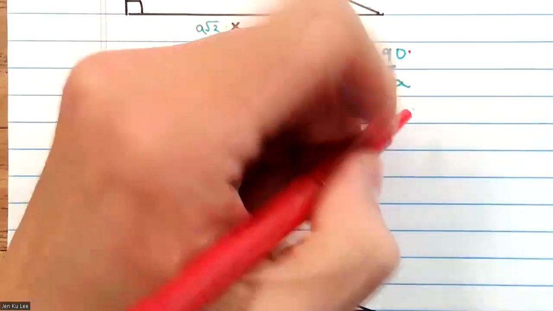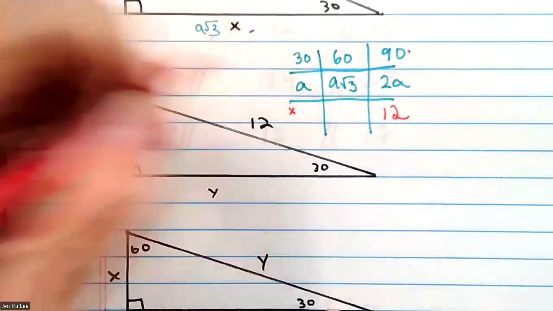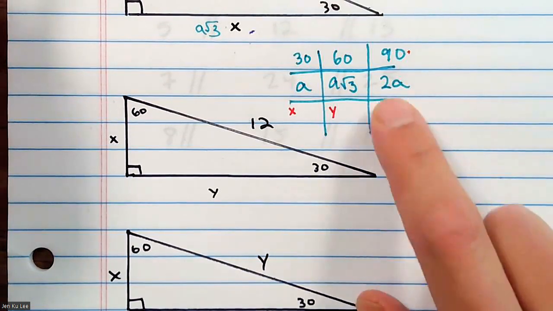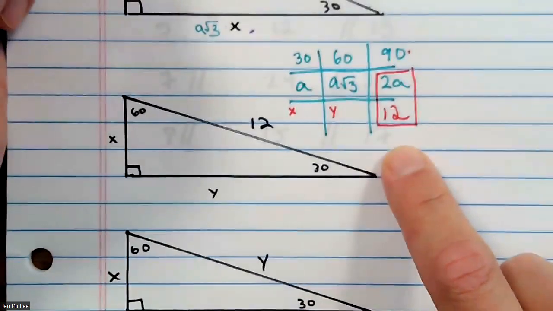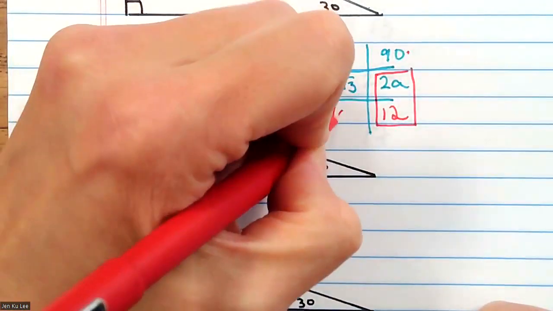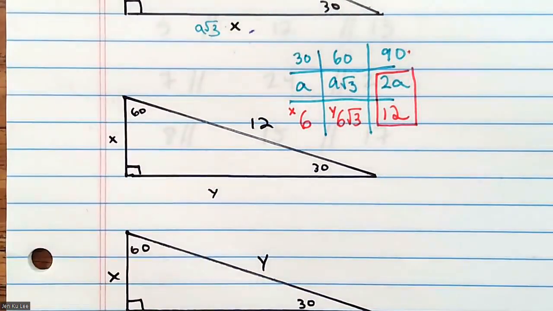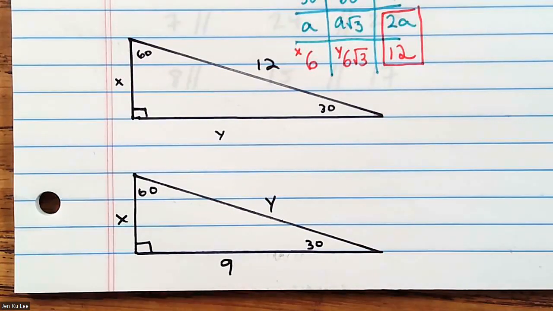So across the 90 is 12. Across the 30 is x. Across the 60 is y, right? So if 2a equals 12, what is a? 6. So a square root of 3 is 6 square root of 3. That's it. Simple. Now the most difficult type of problem that I can give you is this last one here. Why is it most difficult?